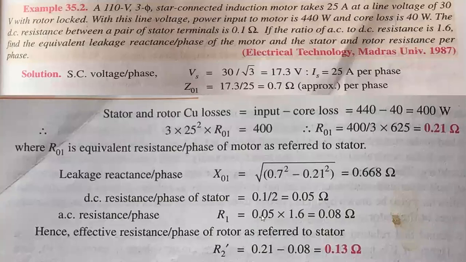Now the rotor resistance referred to stator is nothing but R2. When it is referred to stator, it is called R2 dash. So what is the value? Total resistance, you know, is 0.21. Equivalent resistance R01 is equal to R1 plus R2 dash. From this we can find R2 dash as R01 minus R1. So R2 dash is equal to 0.21 minus 0.08. So the effective resistance per phase of rotor as referred to stator is 0.13 ohms.